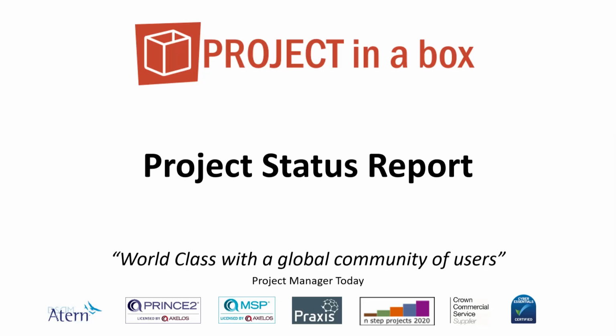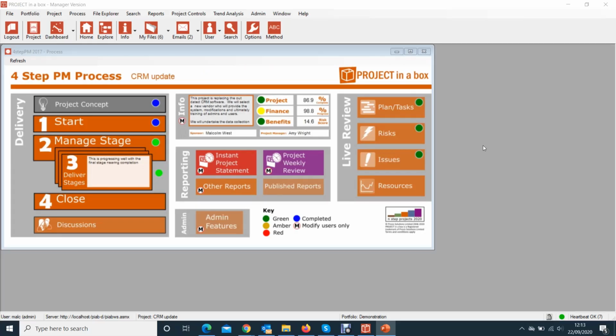I'm Malcolm West, and in this video we're going to be looking at the new project status report. The project status report is a new report template that's been added to the library of standard reports available on the multi-user platforms. That's Small Team Edition, Enterprise Edition and the SaaS Live Edition. And it's a new report that tries to fill a gap between several of the reports we talked about before.